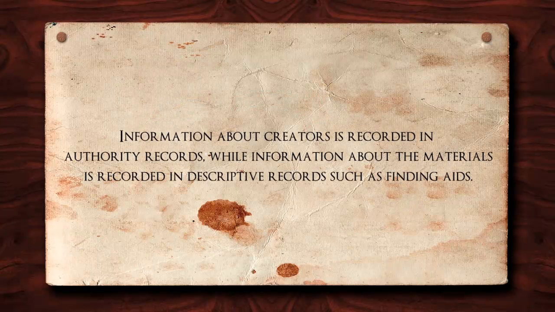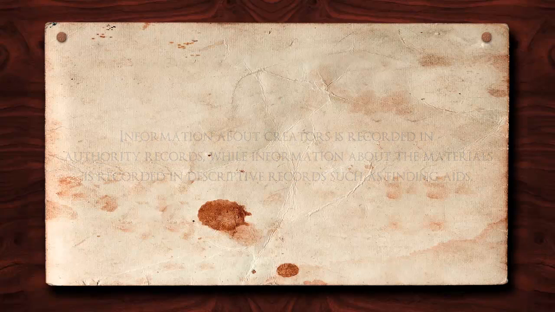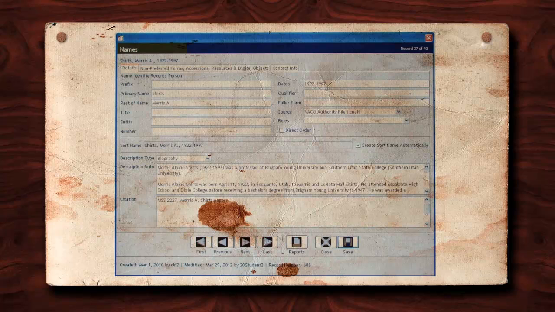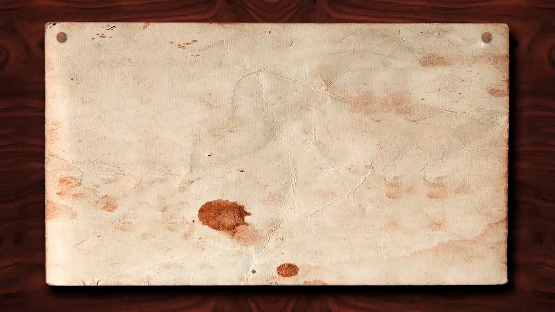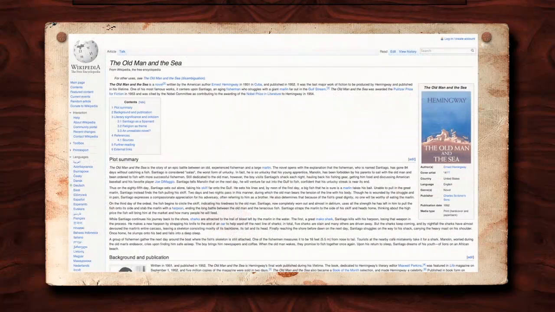Information about creators is recorded in authority records, while information about the materials is recorded in descriptive records such as finding aids. Authority records hold information about creators such as their name, biographical information, and relationships to other entities. Creator relationships are recorded by creating links or making references between the authority record and the descriptive record, as you might see in online databases such as Wikipedia, where a resource like a book may be described separately and then connected to its creator through links.